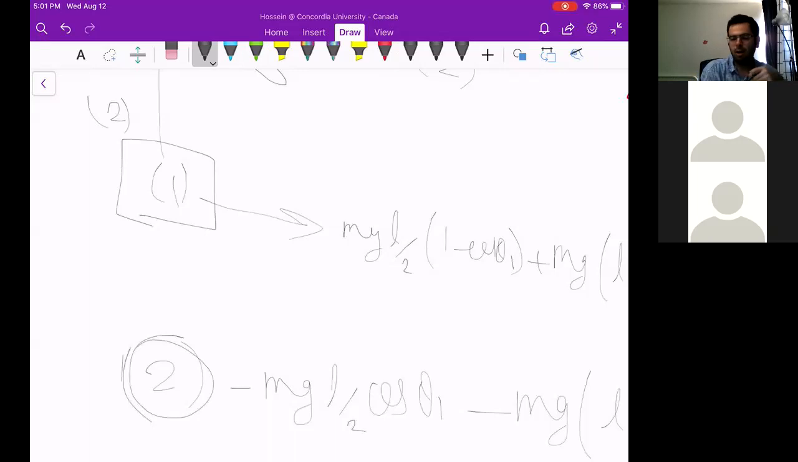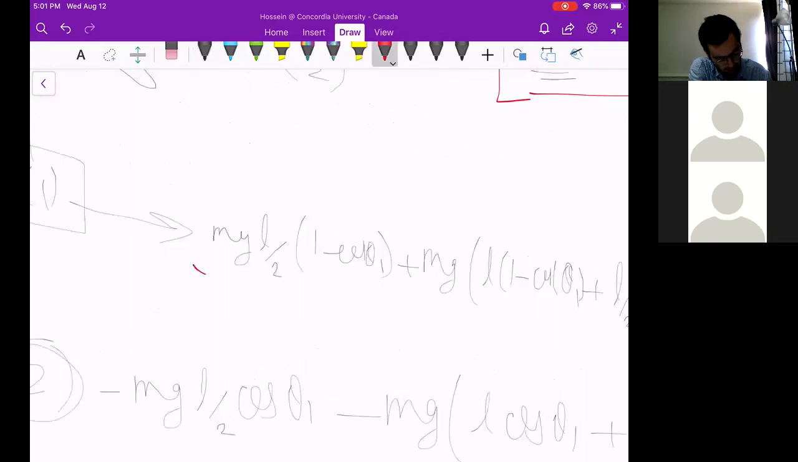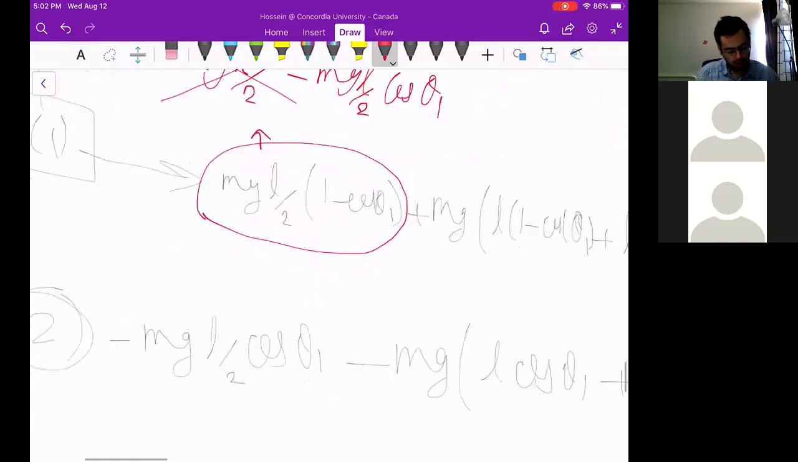Lagrange will get you the correct final answer irrespective of where you consider the reference, because when you take the derivative, if I expand each term, it is mg L over 2 minus mg L over 2 cosine theta. If you take the derivative, the constant automatically becomes zero. Exactly, they are the same. Perfect. Thank you very much for this question. You're welcome.